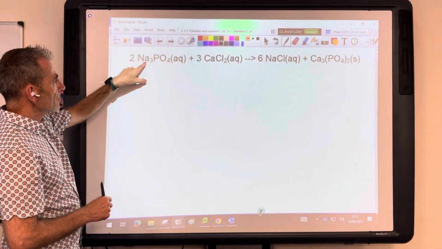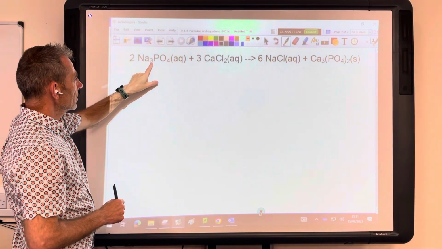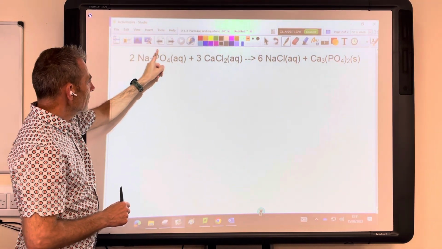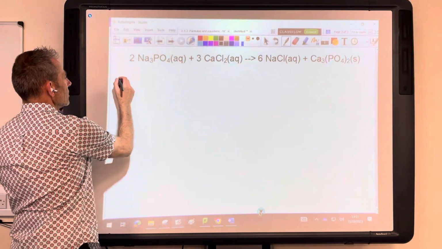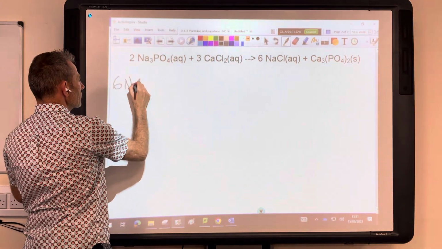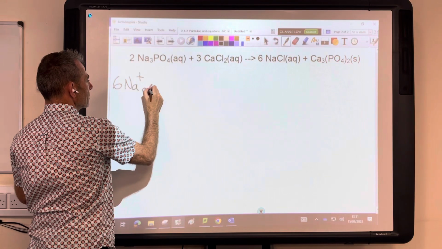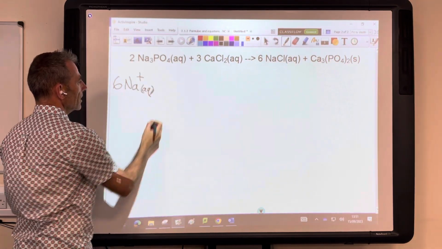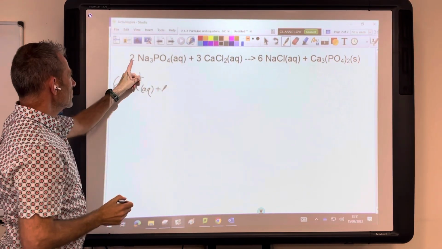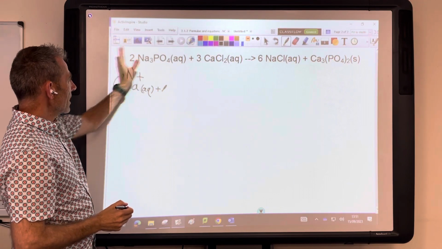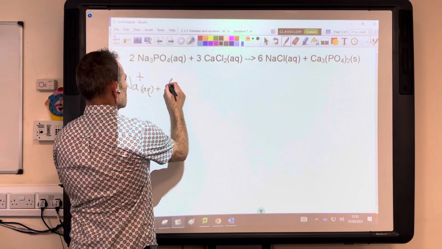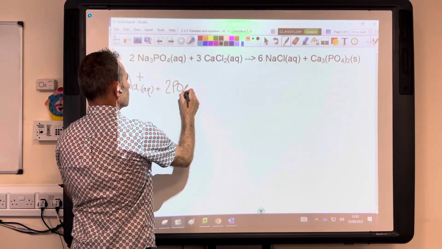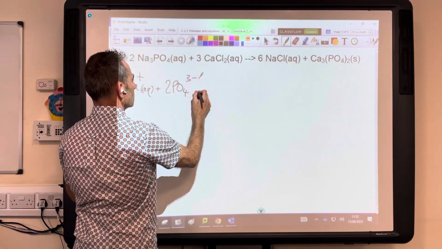We've got sodium ions, Na plus. There's 3 of them in one of those, but there's 2 moles in the equation. So we've actually got 6 Na plus ions aqueous. Okay? That balancing 2 doubles everything. So we've got 2 phosphate ions, so 2 PO4 3 minus aqueous.